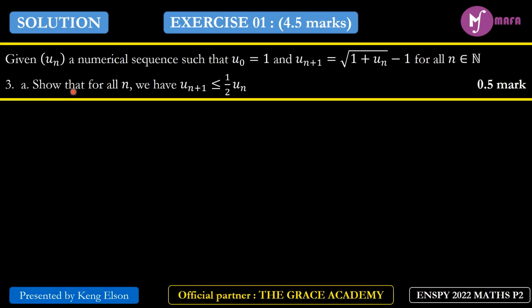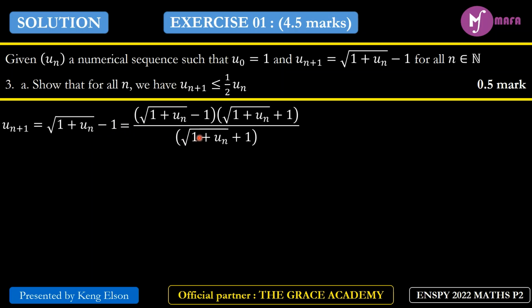Okay, next, show that for all n we have that UN plus 1 is less than or equal to half UN. First of all, we actually have that UN plus 1 is equal to the square root of UN, the square root of 1 plus UN minus 1. So what we are going to do is rationalize, multiplying the numerator and its denominator. We are going to multiply this by the square root of 1 plus UN plus 1. So you see, I multiply it with this quantity and I divide it with the same quantity. It has not changed anything, because you can still divide by those two quantities since it cannot be 0.